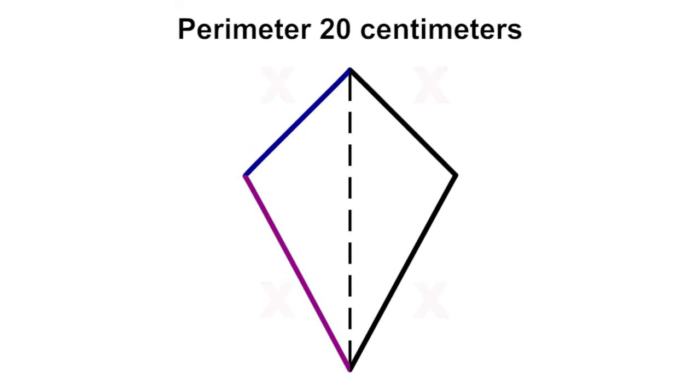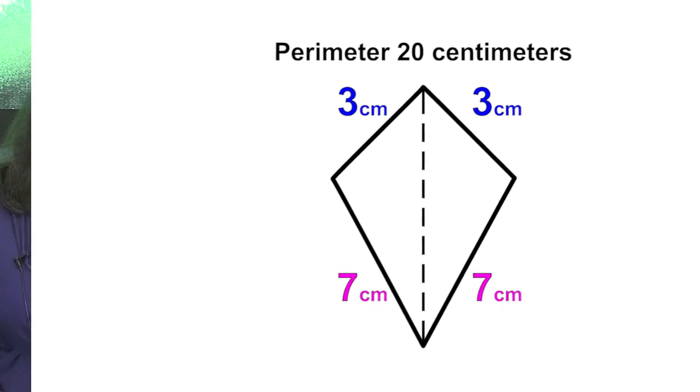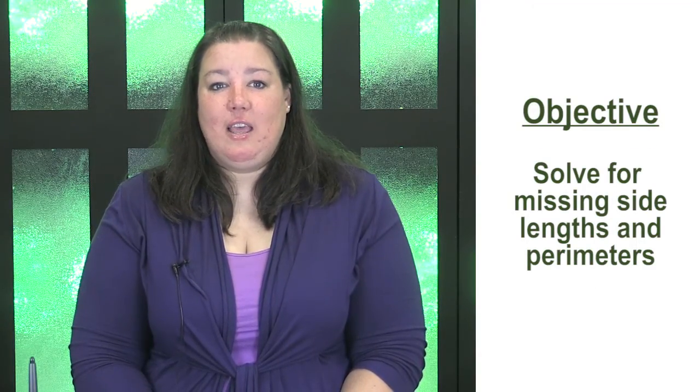I have reasoned thus far that the top 2 side lengths could each be 4 centimeters, leaving the bottom 2 side lengths to be 6 centimeters each. Or having side lengths of 3 centimeters and 7 centimeters could also work. When students are given an open-ended problem that has more than one correct answer, the reasoning behind the responses becomes very important. In our lesson today, we learned to solve for missing side lengths and perimeters by using logical reasoning.